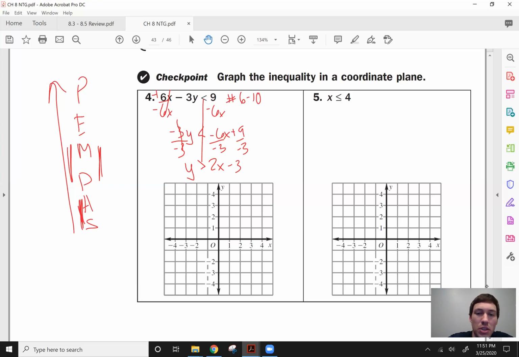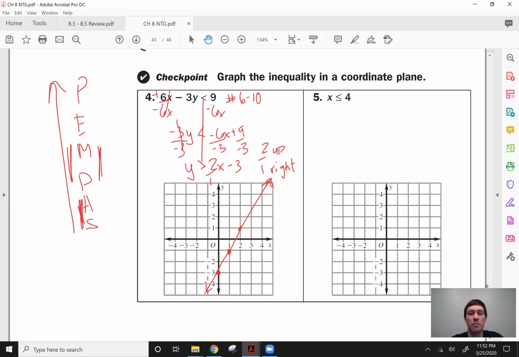Now let's graph. 2x minus 3, that's my y-intercept, so I go down 3 to this point. And then my slope, remember, is 2 over 1. So since it's 2 over 1, that means up 2, and right 1. So from this point, I go up 2, right 1, to this point right here. And I'm going to connect these. And it's going to look like that.